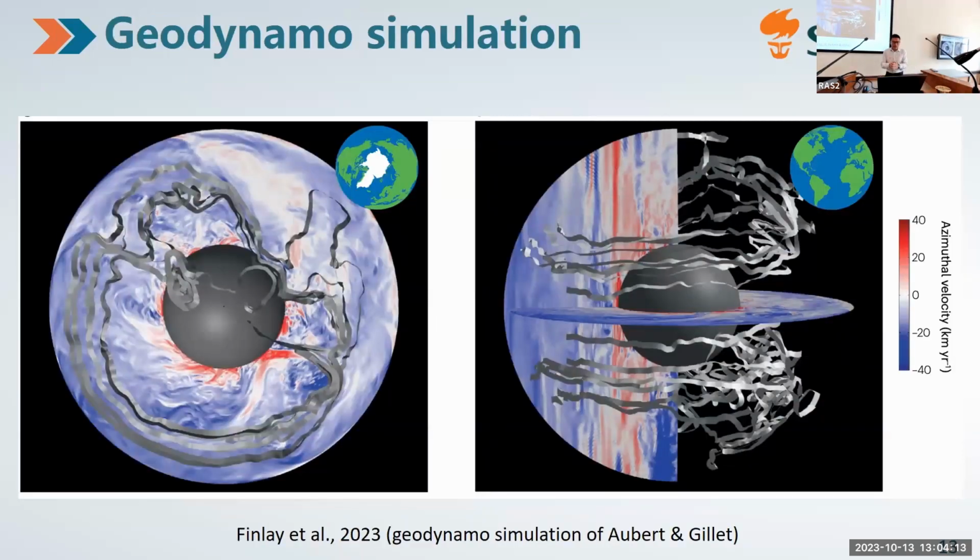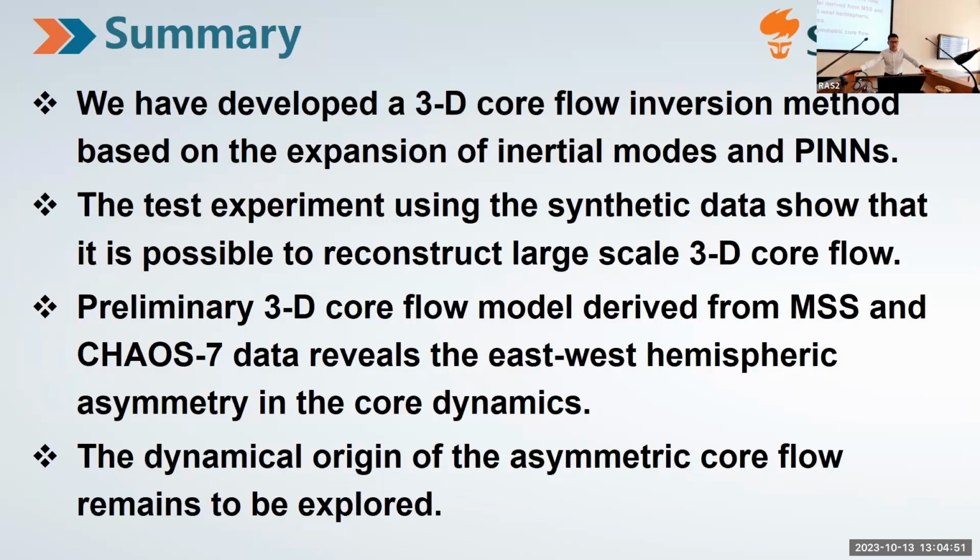And finally, I would like to say that there are also some similar structures from the geodynamo simulation. This picture is taken from a recent review paper by Chris Finlay and colleagues. And this dynamo simulation, I guess, is from the so-called coupled Earth system. You can see there is quite a similar flow structure between this simulation and our inverted core flow. So I personally think we get a relatively reasonable three-dimensional core flow using this approach. Of course, this is a very preliminary result.